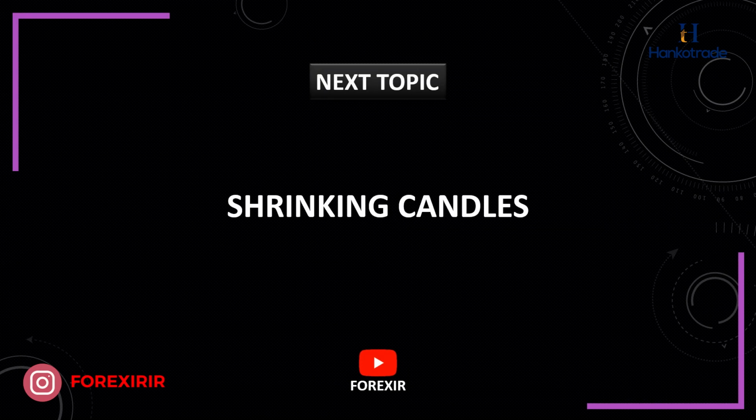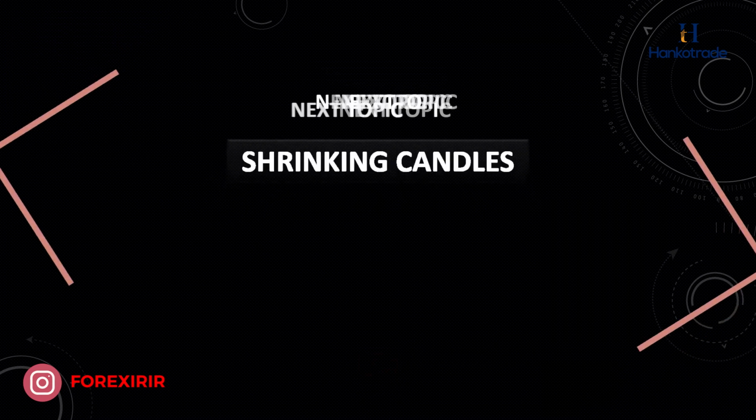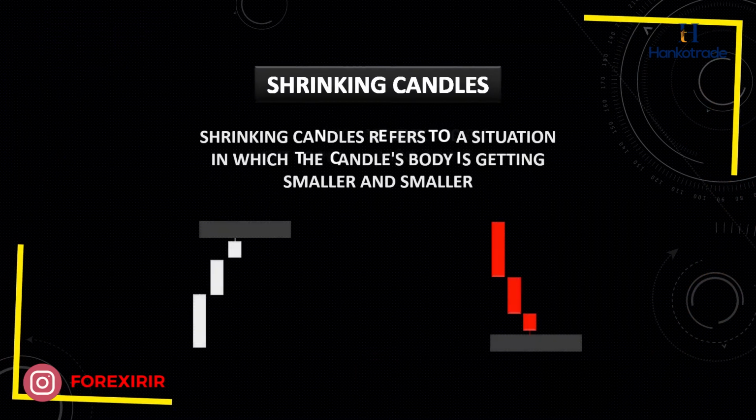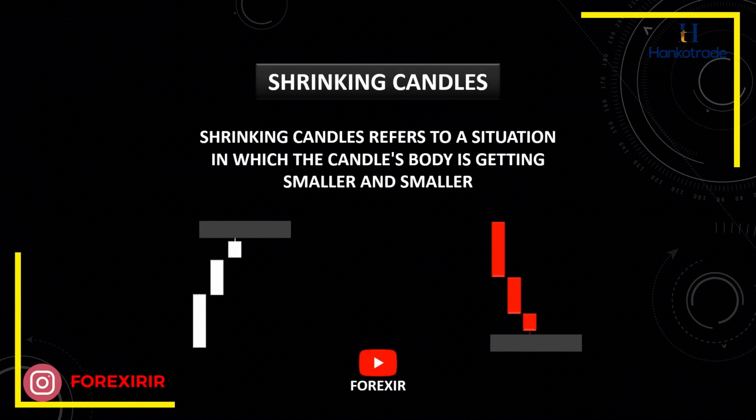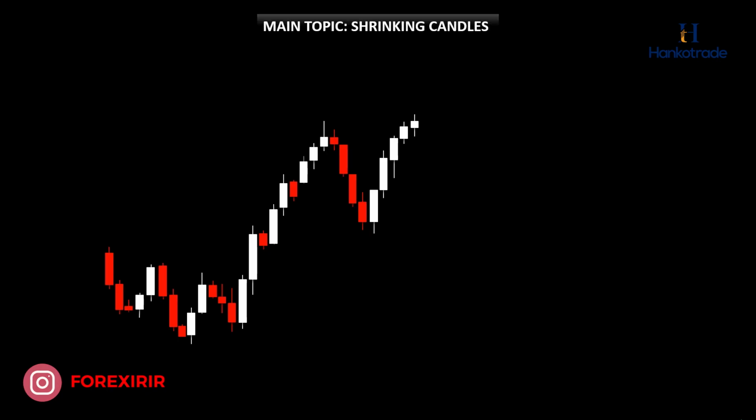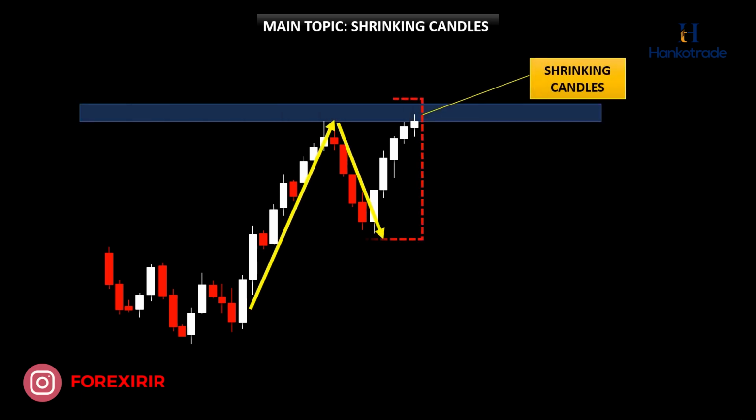Number 4. Shrinking candles. Shrinking candles refer to a scenario where the candle's body gradually decreases in size as it approaches a supply or demand zone. On the chart, you can see that the price moved upward, touched, and then reversed, establishing a key level of resistance. Observe how the candle's body gradually diminishes in size as the price approaches this level.